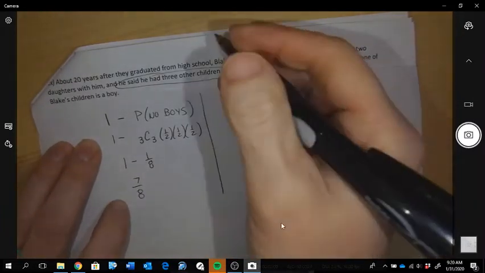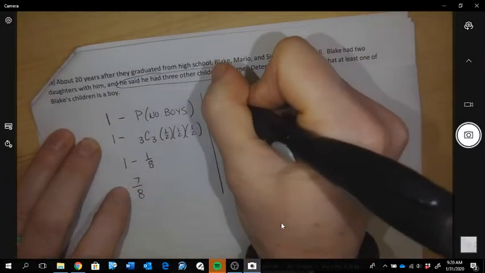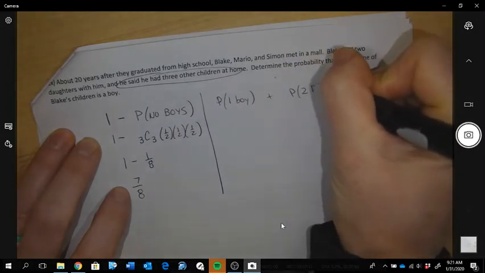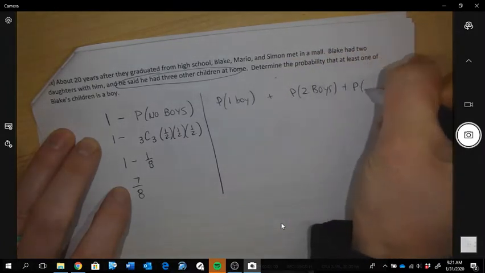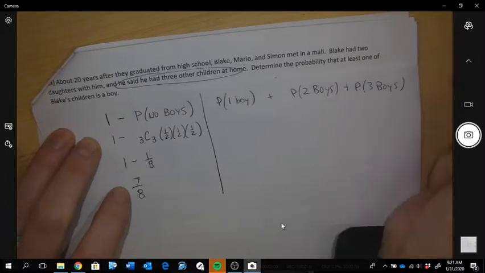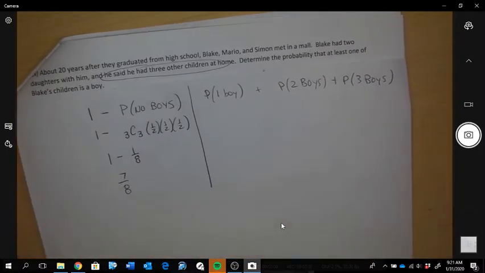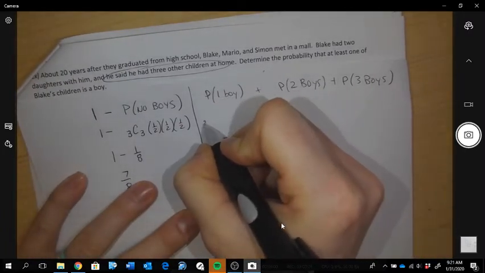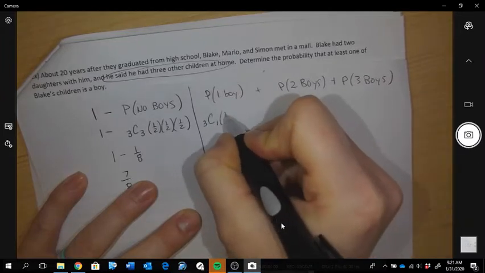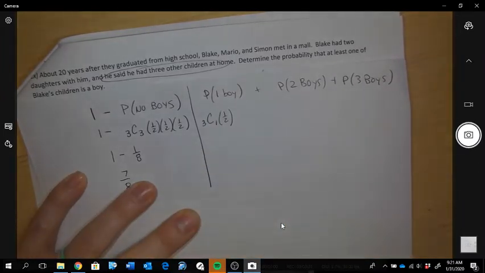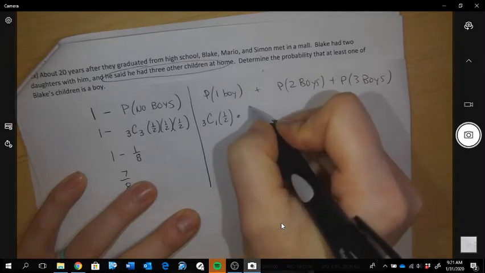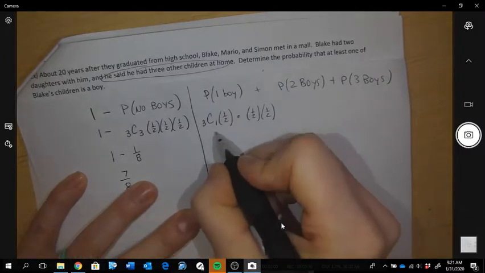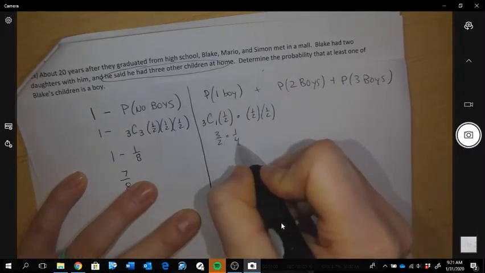So if I do this in the addition way, so the probability that you would have 1 boy plus the probability of 2 boys plus the probability of 3 boys, we should get to the same answer. It's just that you can see this way is quite a bit harder or longer. So if I have 1 boy, I'm going to have out of the 3, I'm going to choose 1 to be a boy. So that's the boy. So that leaves us with the other 2 being girls. Okay, so this is 3 times 1/4, or 3/8.